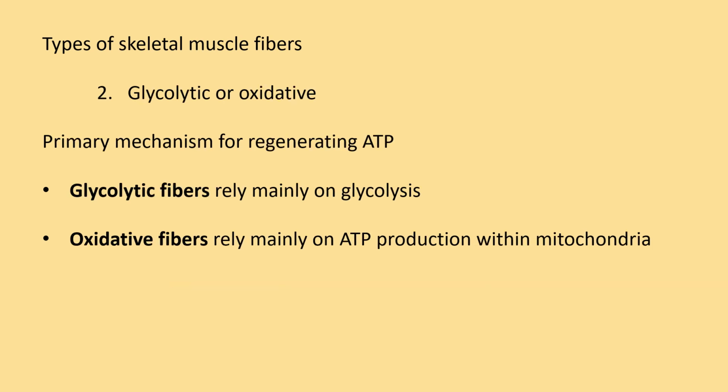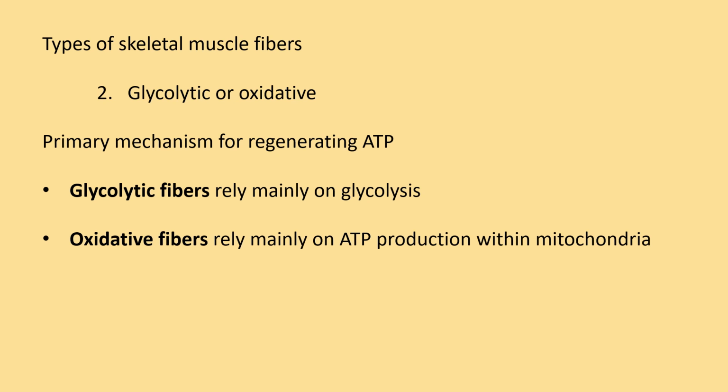And then the second criterion we use to name muscle fiber types is glycolytic or oxidative. This refers to, well, what is the primary mechanism that this cell uses to generate ATP? Glycolytic fibers rely mainly on glycolysis. They will have a lot of glycogen, and they won't have a lot of myoglobin, and they won't have as many mitochondria relative to oxidative fibers.